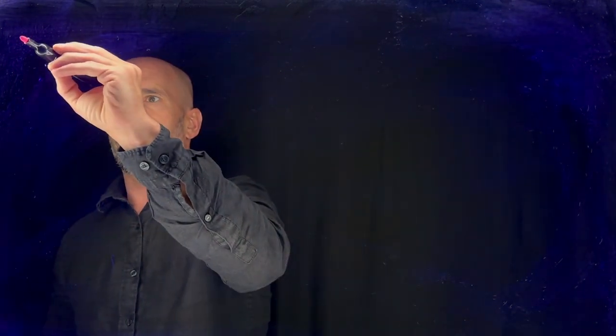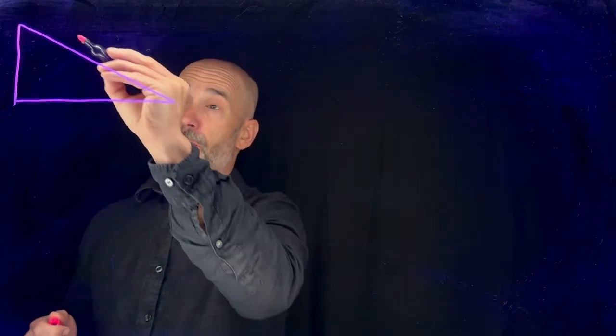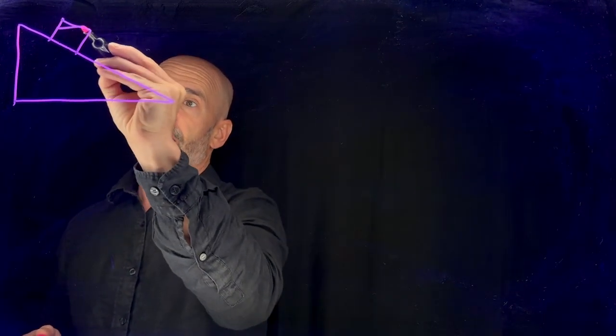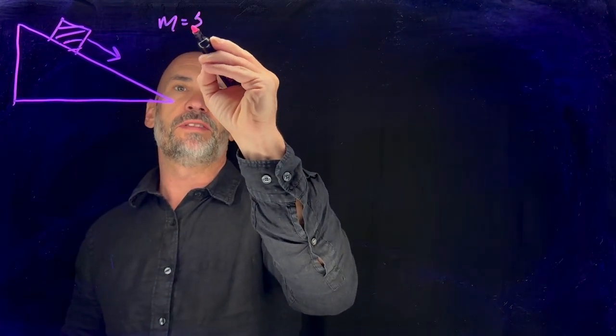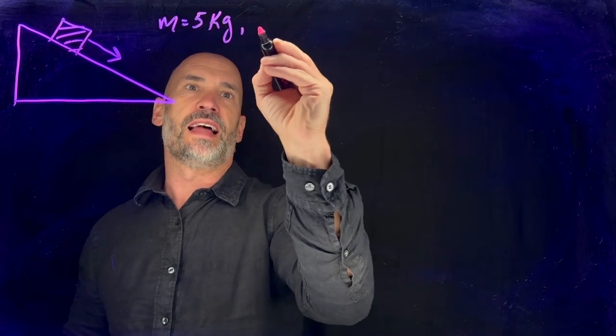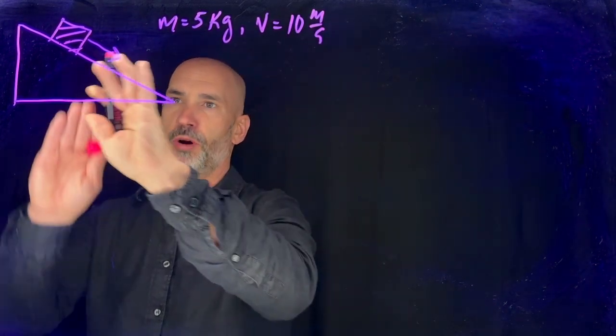So we talked a little bit about the difference between the kinetic energy of rolling and the kinetic energy of sliding. And to make this a little bit more clear, I'm going to have a little incline here with a box that's just sliding down, right? And let's say the box has a mass of 5 kilograms and that it's sliding at a speed of 10 meters per second at this moment.